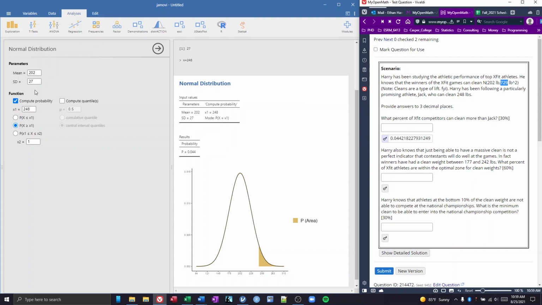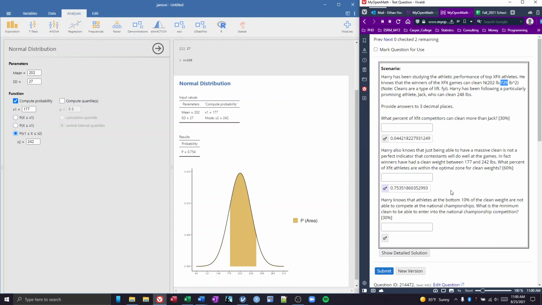Okay, so let's use this compute probability again. What we can do is type 177, and then come down here and do 242. And if we say between x1 and x2, we're given this shaded area, and we have 0.754. 75.4% of athletes can do between these two weights.